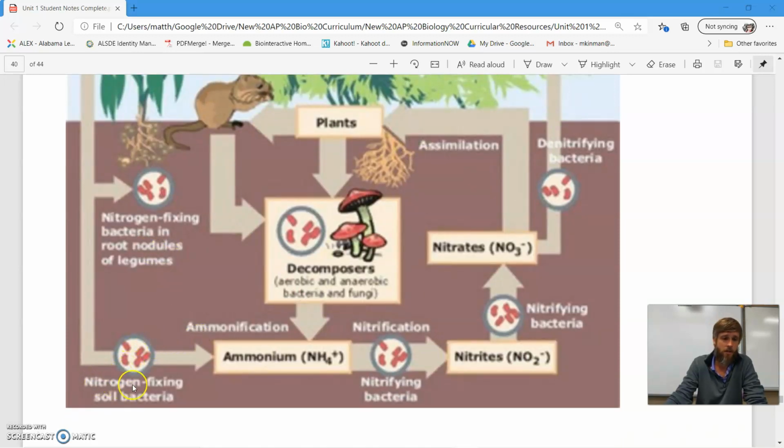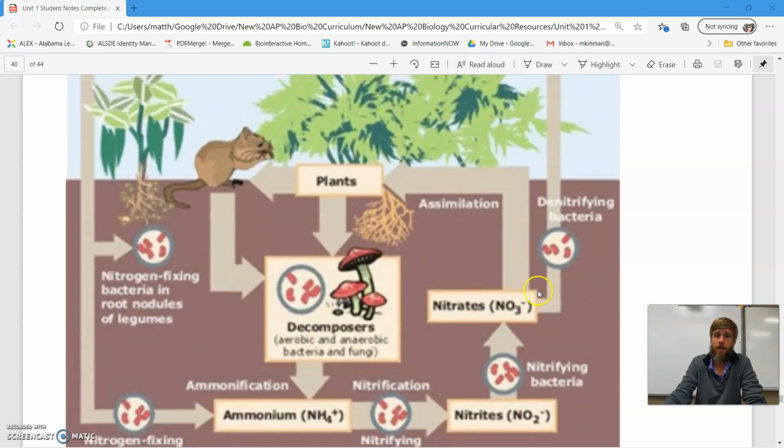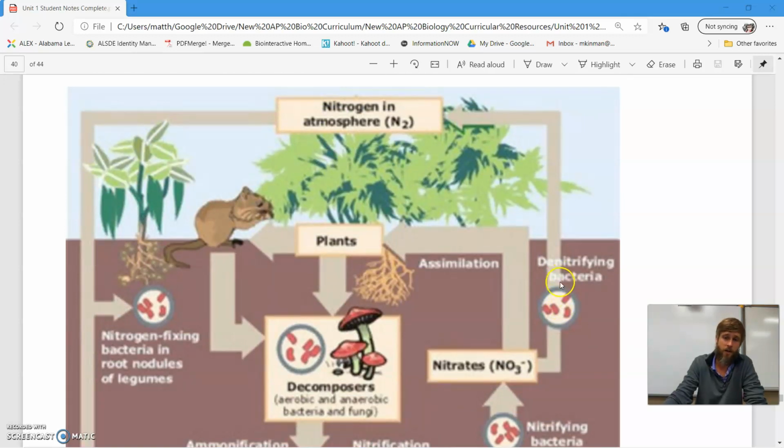And so then you have your nitrogen-fixing soil bacteria that convert the nitrogen into ammonium. And then you have nitrification, where bacteria convert the ammonium into nitrites and then to nitrates. And then what could happen is that you could have bacteria that release it back as gas into the atmosphere. Or you can have assimilation into plants. So plants can absorb the nitrates. Plants need nitrates to live.